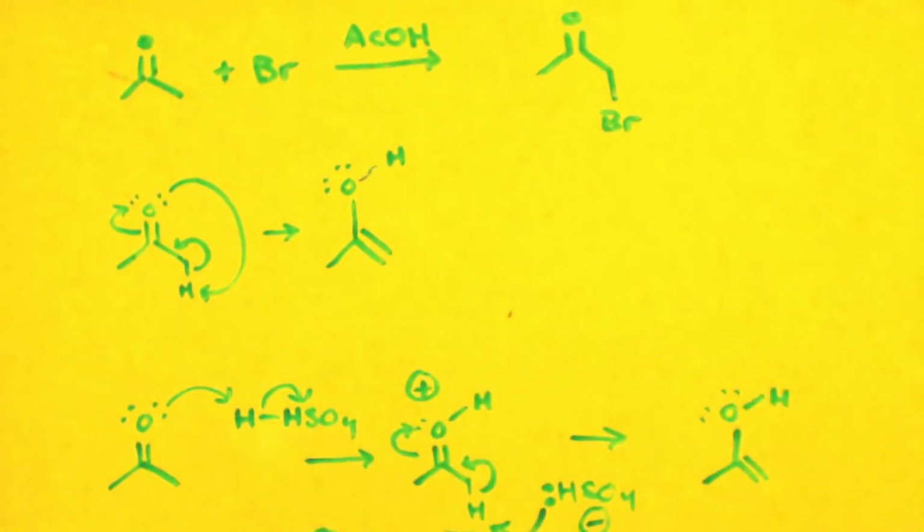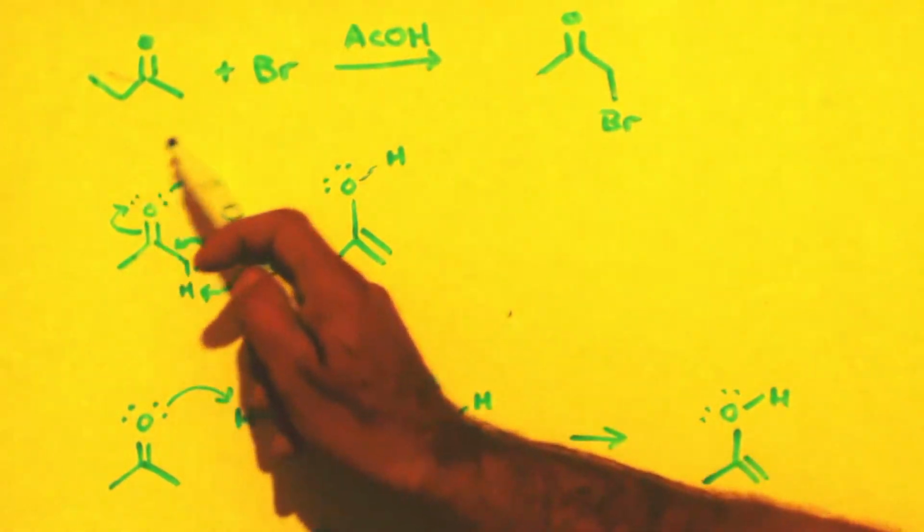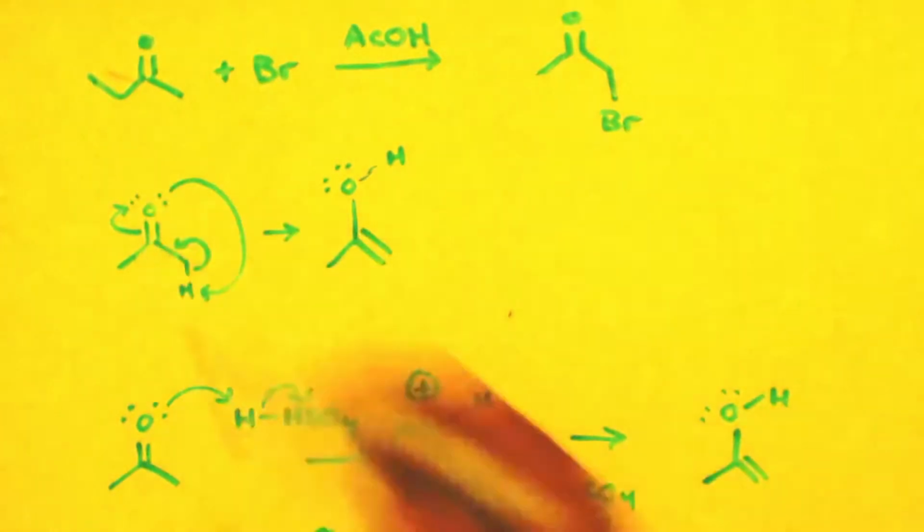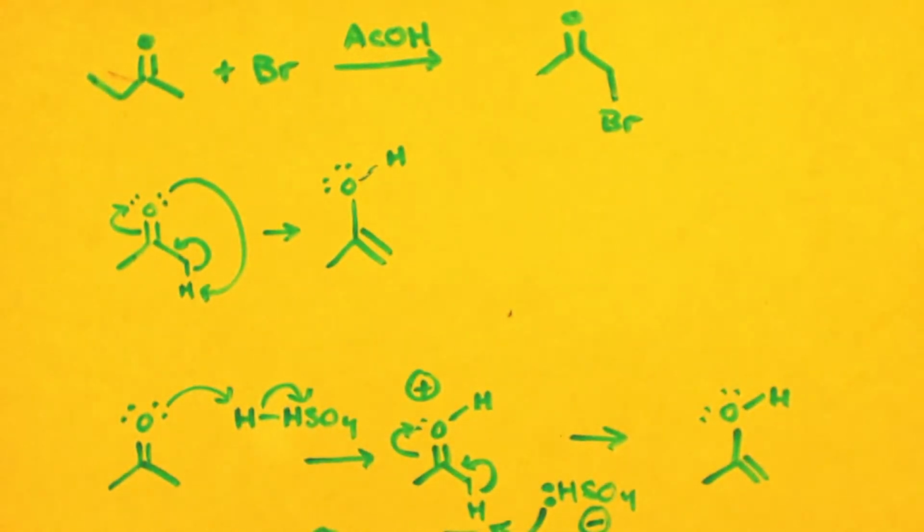How do you know? Let's say you had an unsymmetrical ketone. Now, where would the bromine add? Would it add here, or would it add here? Well, it would add here, on the more substituted side. That's the intuitive thing, and the reason why is because of this enol formation.